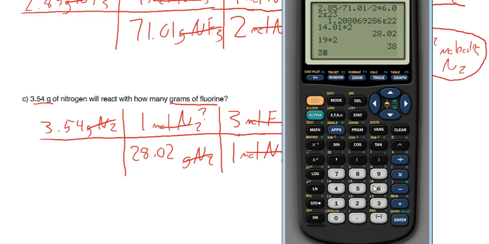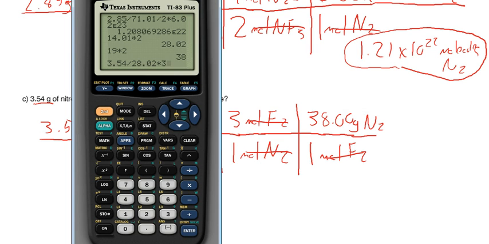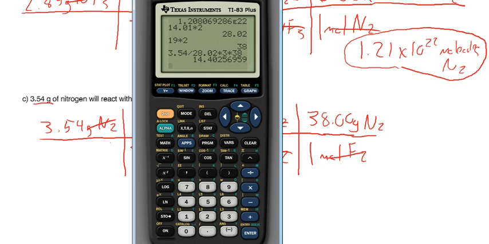So I have 3.54, divide that, because it's at the bottom, by 28.02, multiply, because the next number is at the top, and then the last number is also at the top, so multiply again, 38. Okay. So here's what I have, and there were 3 significant figures, the smallest measurement that I have. So 1, 2, 3 is how much of this I use. This would be 14.4, correct unit, grams of fluorine gas.